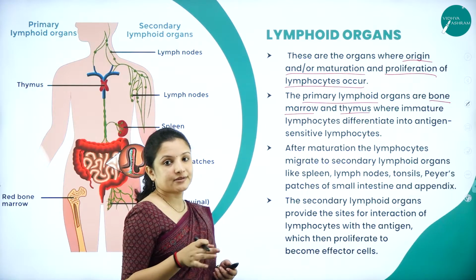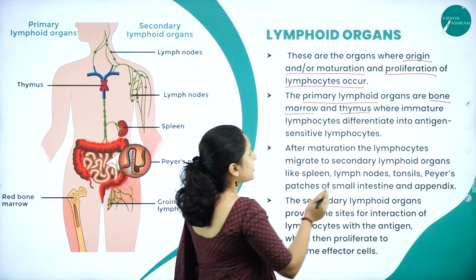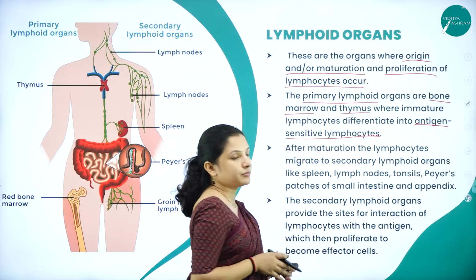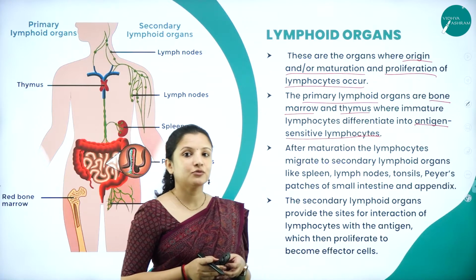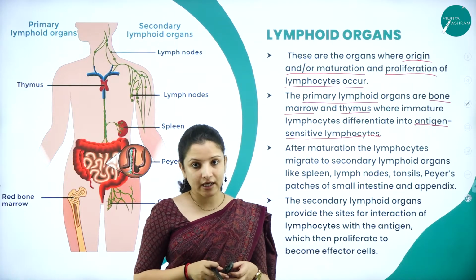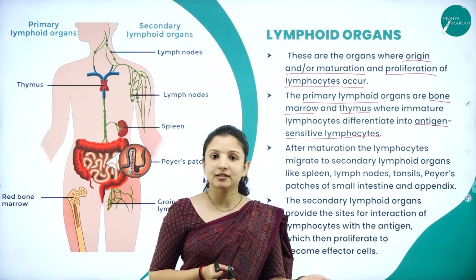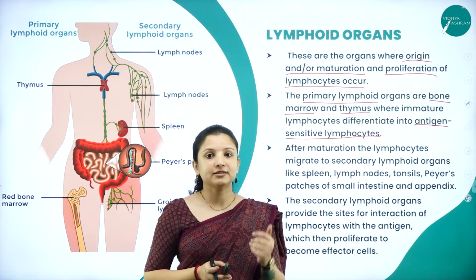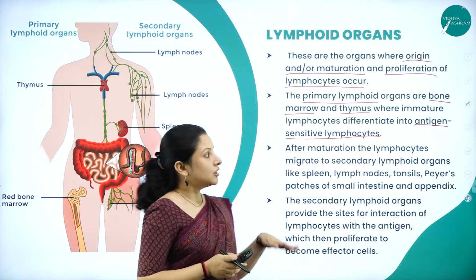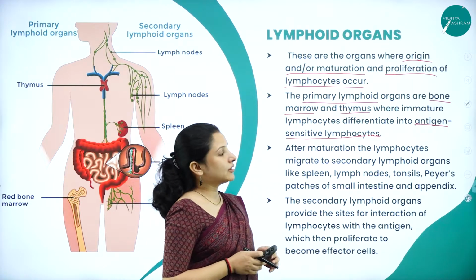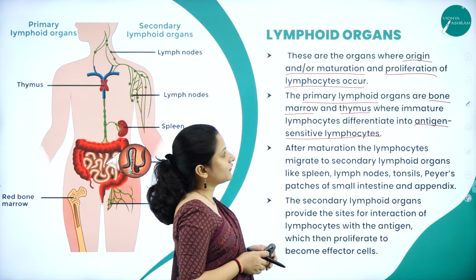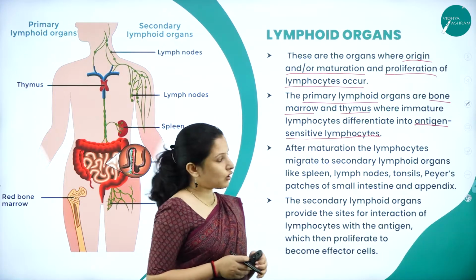Those immature lymphocytes will differentiate and form antigen sensitive lymphocytes, meaning lymphocytes which are very sensitive to antigen, therefore capable of recognizing those antigens. So what are antigens? They are the foreign bodies, and the lymphocytes are capable of recognizing those antigens and attacking them, protecting the body against diseases. So where are such primary lymphocytes present? They are present in the bone marrow and the thymus. Therefore they are the primary lymphoid organs.